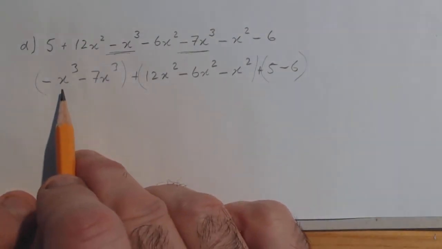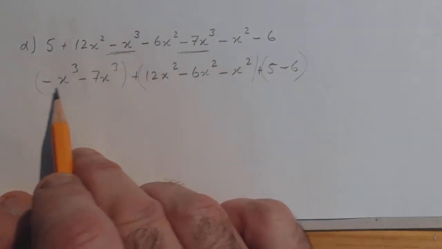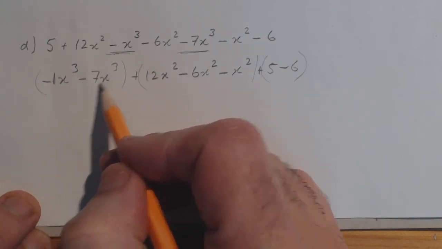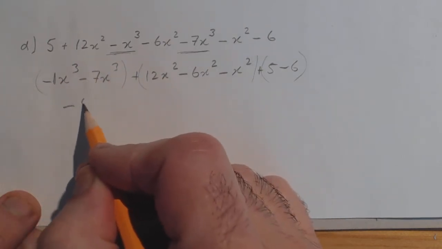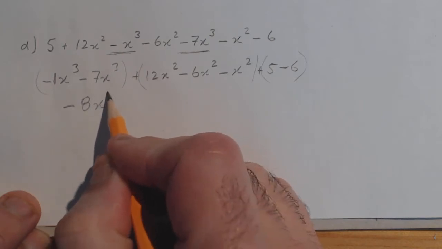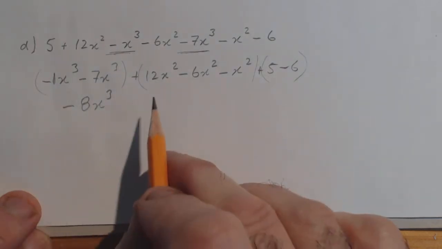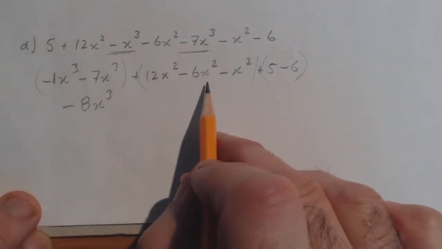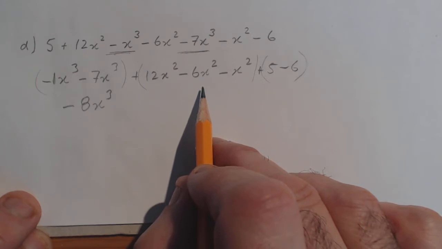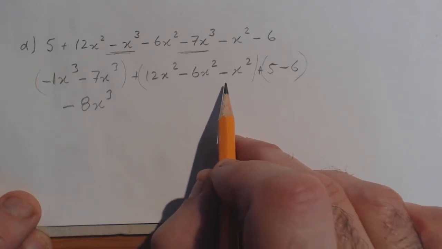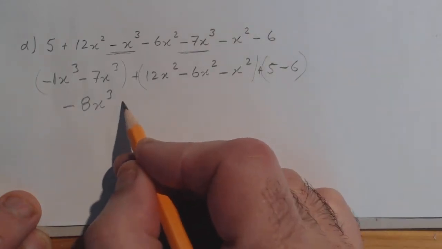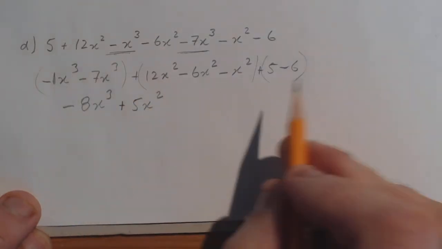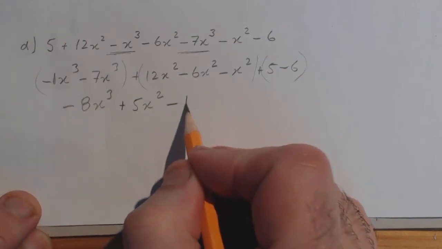So now let's collect the x to the power of 3 terms. We have minus 1x to the power of 3 minus 7x to the power of 3. So minus 8x to the power of 3. Let's collect the x squared terms now. We have 12x squared minus 6x squared is 6x squared. Minus x squared will give 5x squared. And we have 5 minus 6, minus 1.